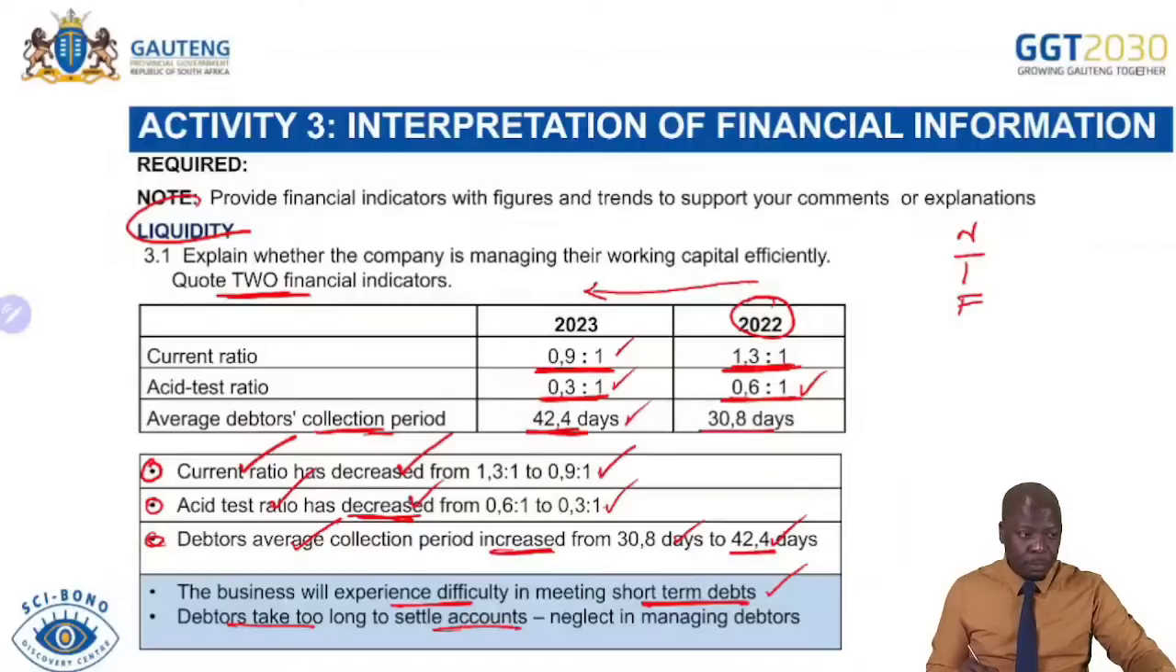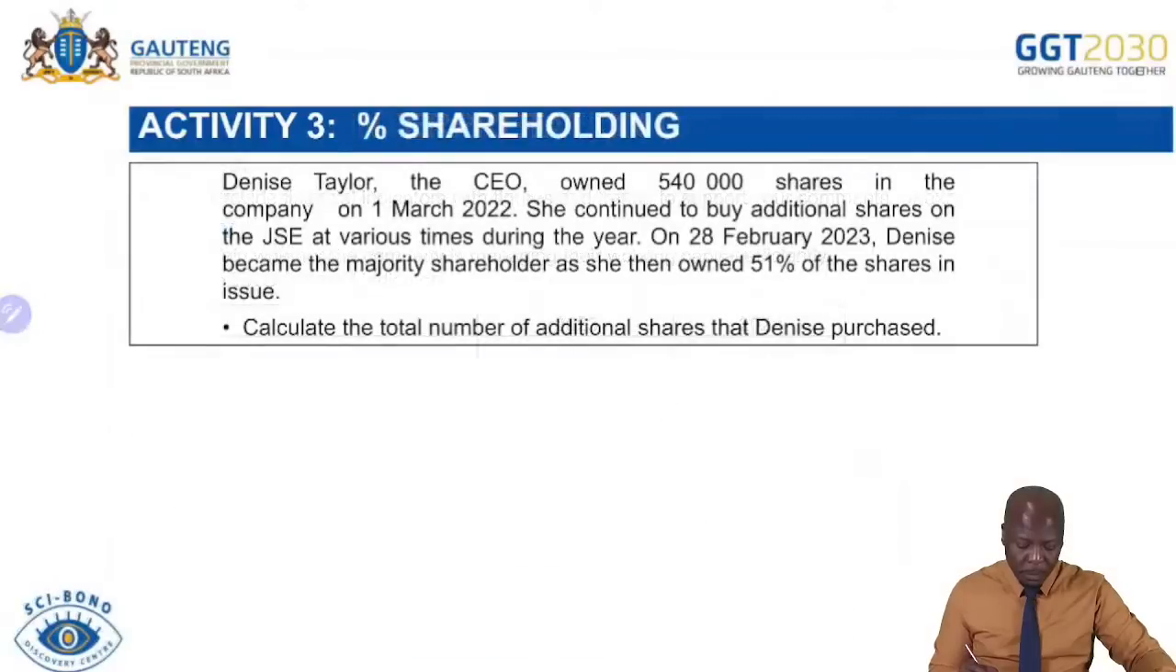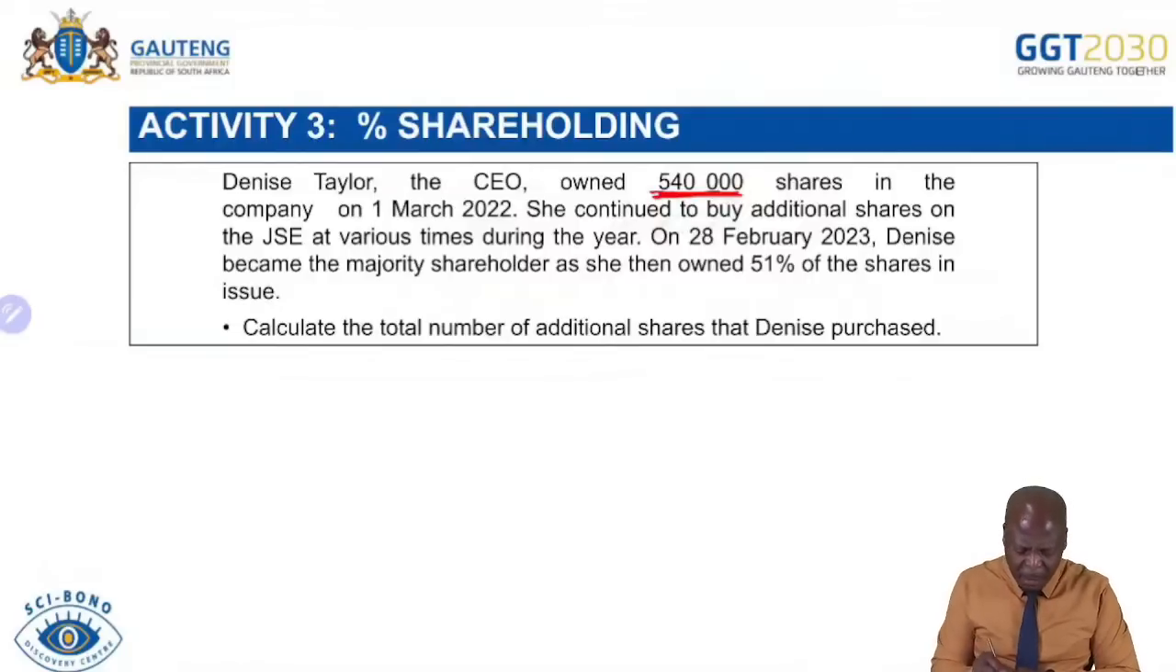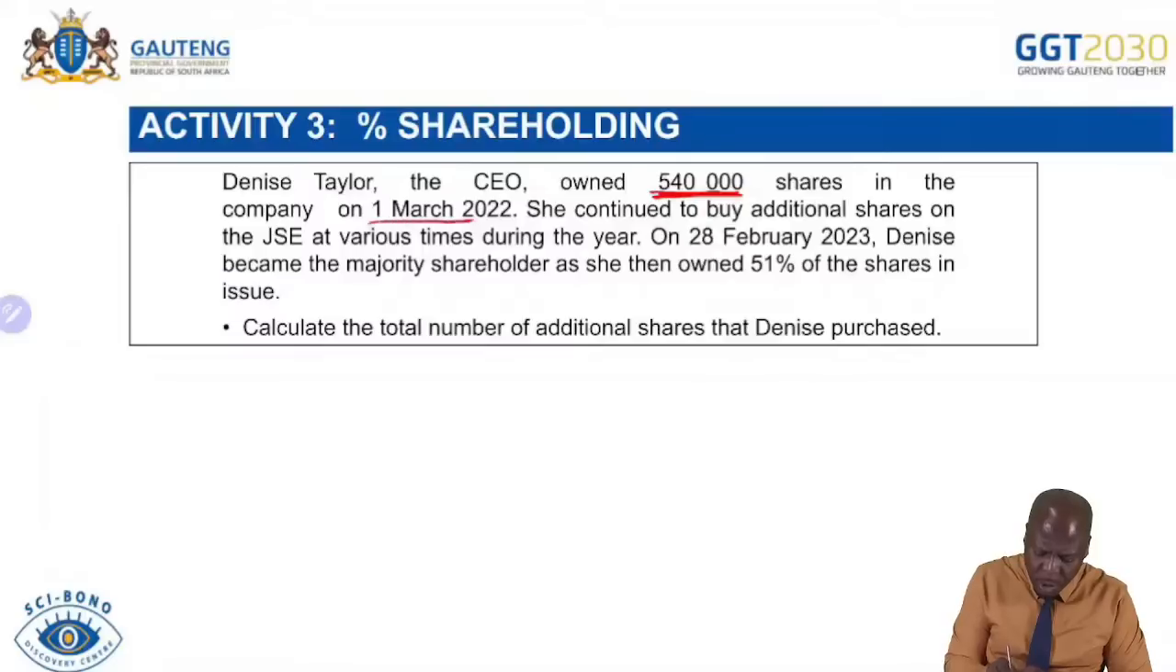Okay, let's continue. The next question is talking about major shareholding. The question reads, Denise Taylor, the CEO, owned 540,000 shares. So Denise owned 540,000 shares in the company on the 1st of March 2022.